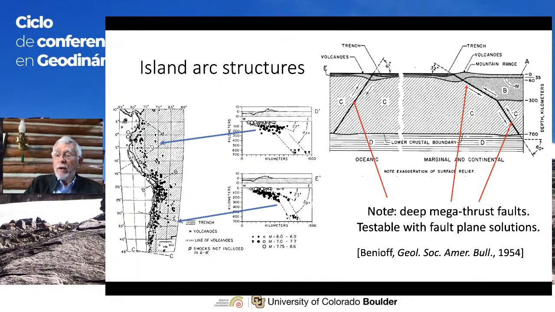So how does it get down there? Well, Benioff is a famous North American seismologist who argued that these earthquakes, the seismic zone with intermediate and deep focus earthquakes that had been determined in the 40s by Gutenberg and Richter, are big thrust faults that go down into the mantle. That was his argument. Big thrust faults that penetrated down into here. This is a cross section kind of through South America. These two are from South America through Peru and through Chile and Argentina down here.